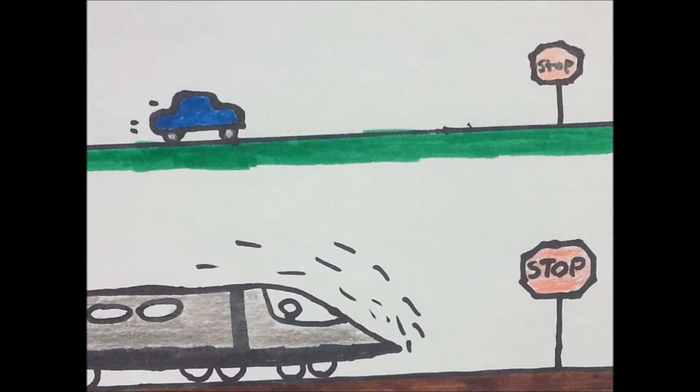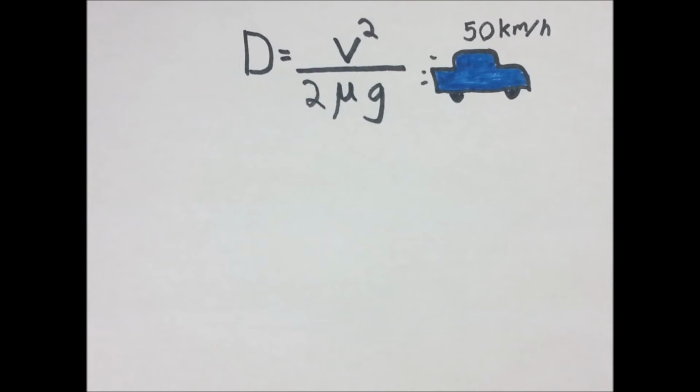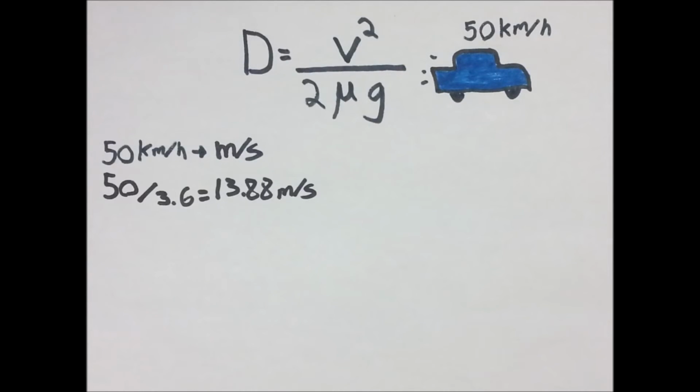360 kilometers per hour. Let's figure out how far a car will slide after it slams on the brakes at 50 kilometers per hour. So let's input what we know, and remember, the velocity is in meters per second, so we have to change it from kilometers per hour, which can be easily done by dividing it by 3.6.